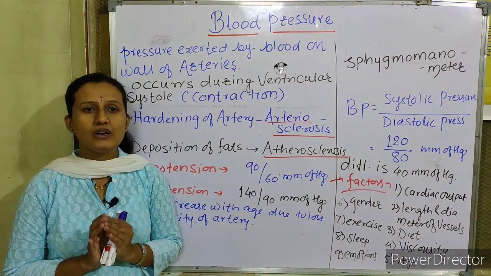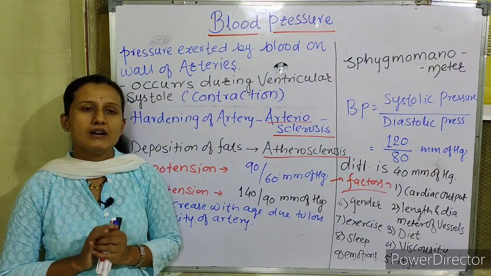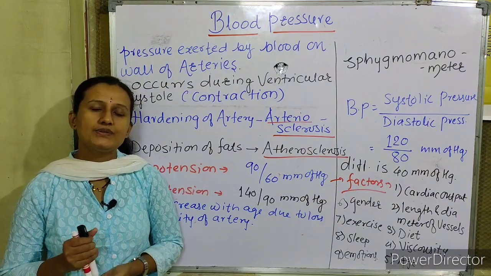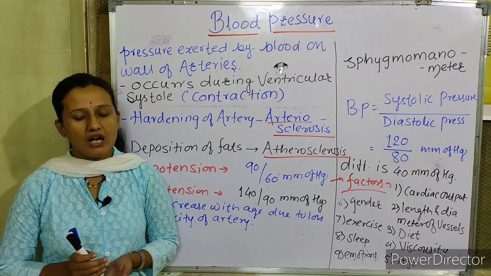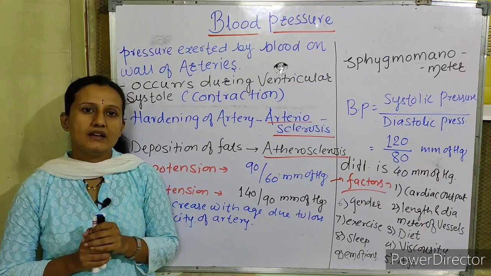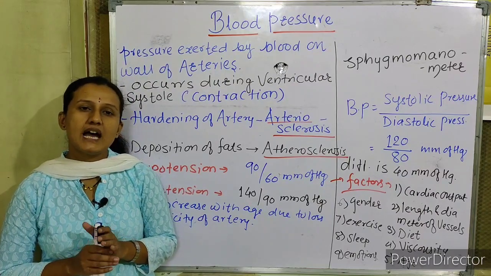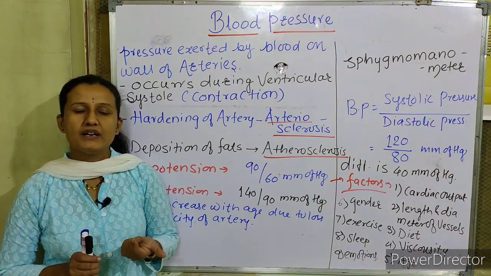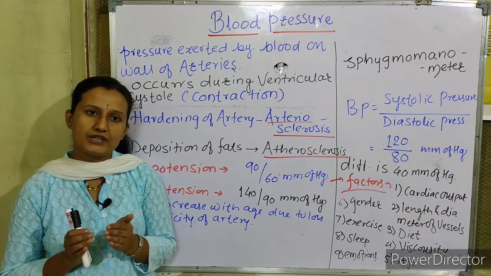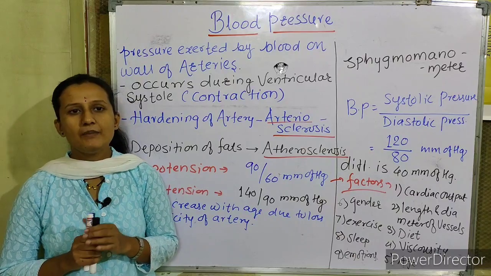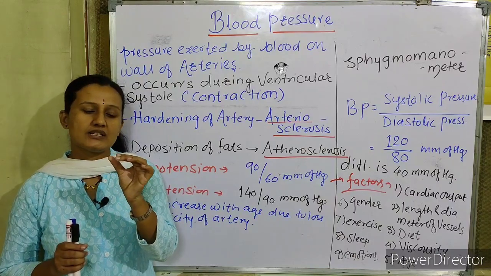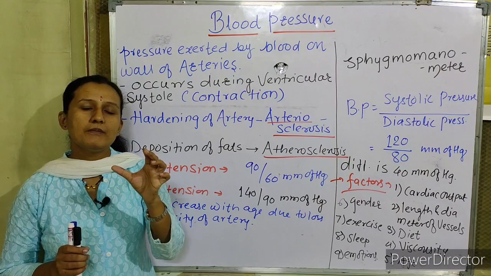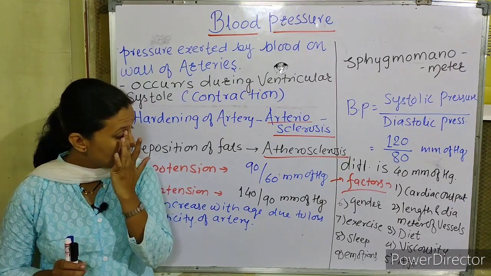If there is any injury to the body, at that time a relaxation hormone is produced, that is histamine, which also dilates the blood vessel. When blood vessels dilate, blood pressure decreases. When blood vessels contract, blood pressure increases. Means when diameter decreases, blood pressure increases. When diameter increases, blood pressure decreases.